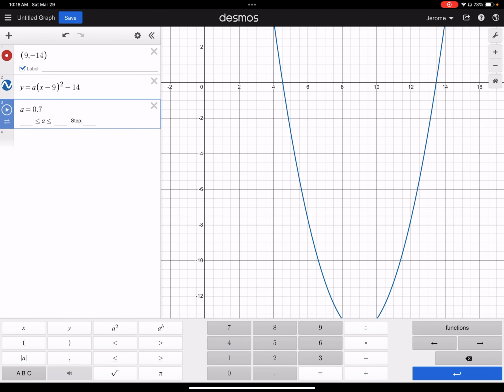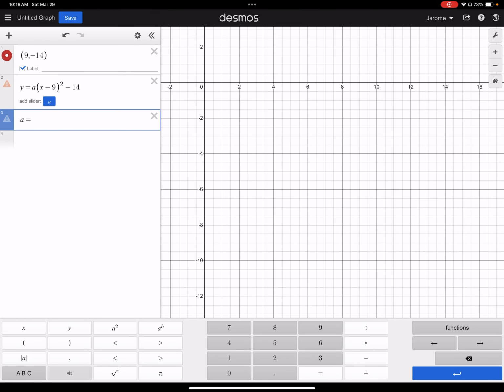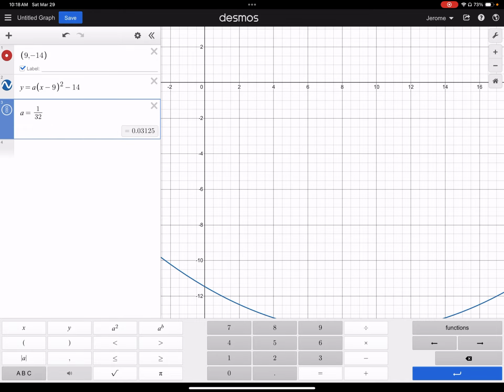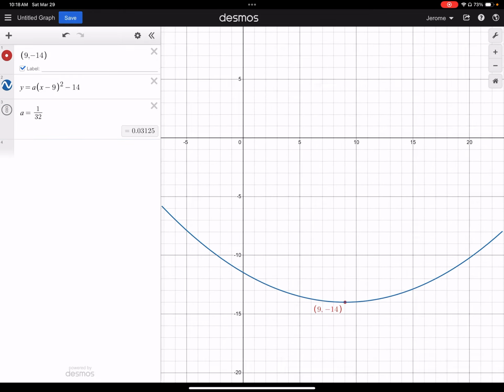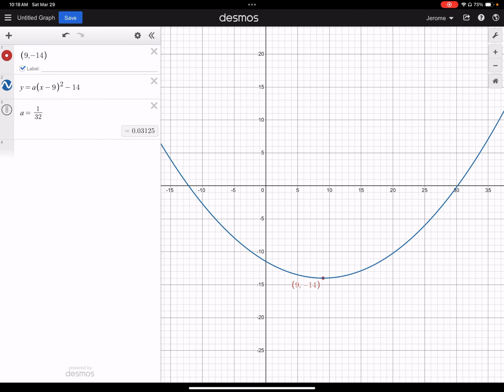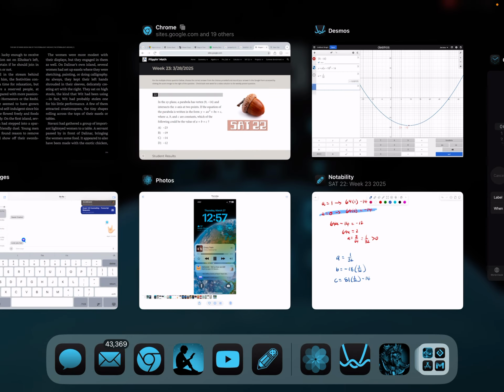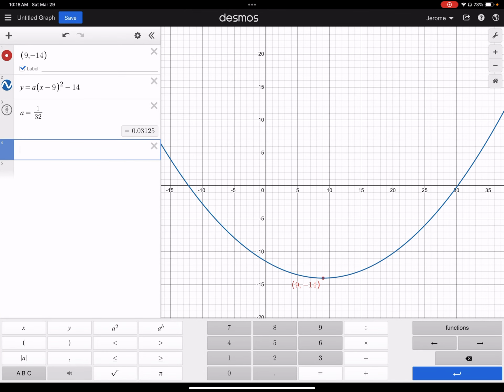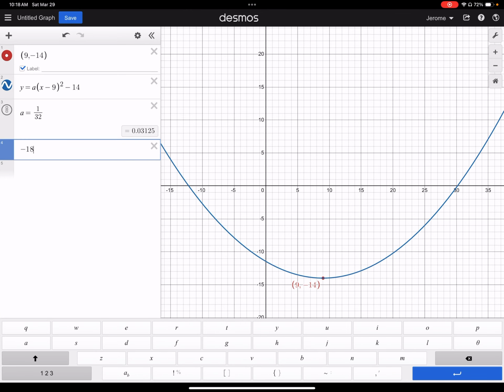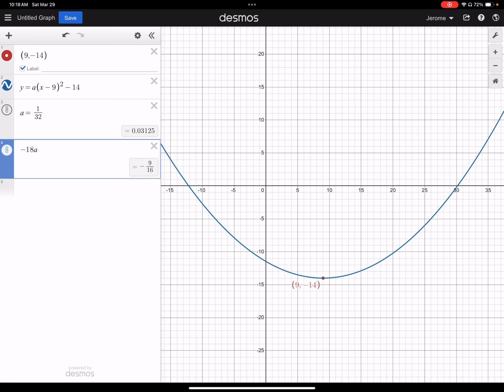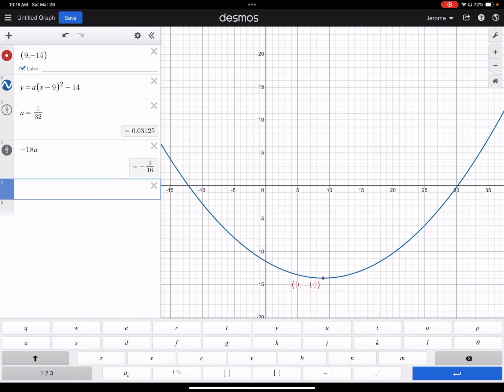I can go up here to my A value and actually set it as 1 divided by 32. And notice that whenever I do, here's our parabola. It's a wide thing, right? And we do, in fact, have two x-intercepts. Who would have guessed those? Nobody. That's exactly who. And then if I have negative 18 times a, it gives us that value. I'm going to go ahead and turn that into a fraction. It'll make it easier to type. And then my B, that was my B value.